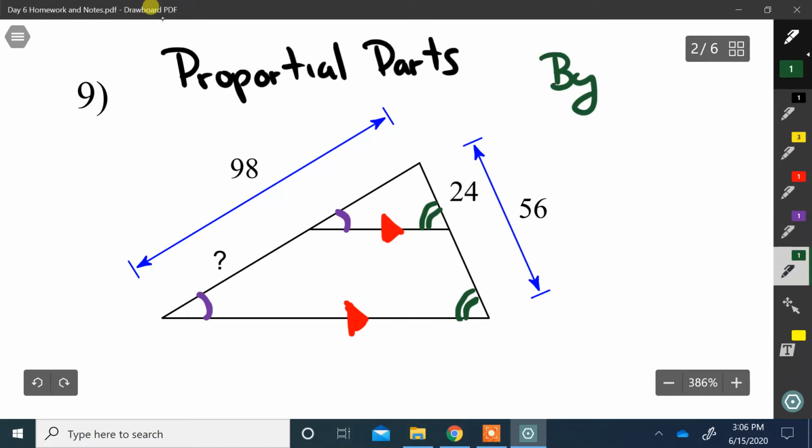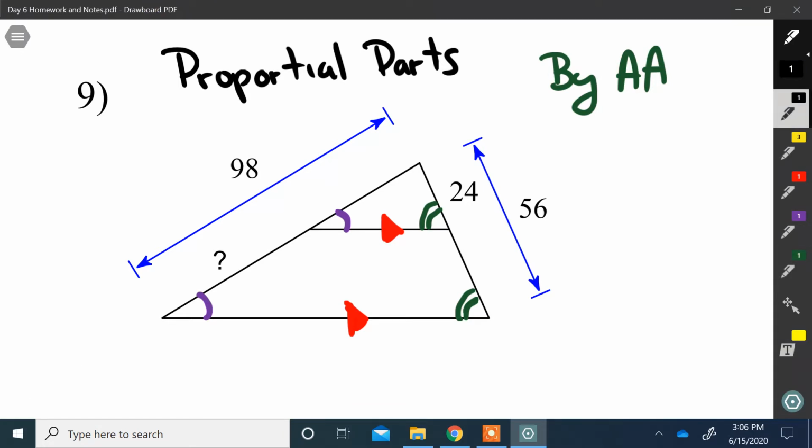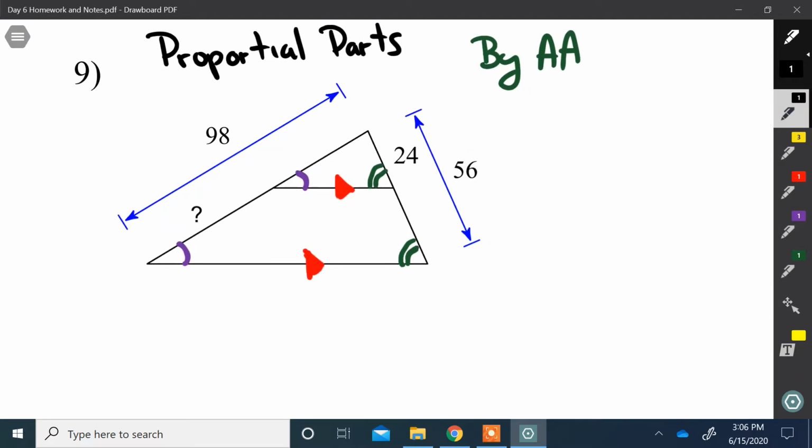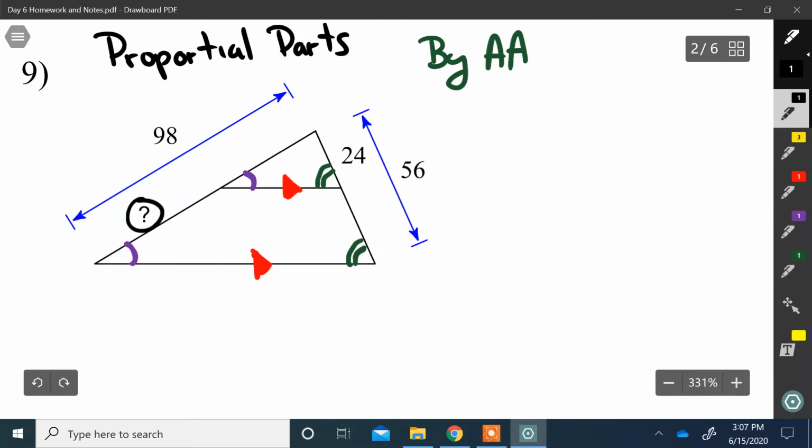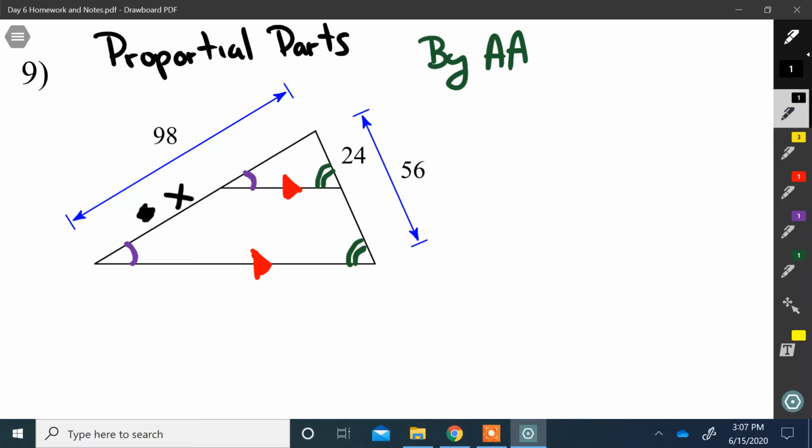So remember that term, angle by angle. Those two triangles are similar to each other, so that means they're proportional to each other. So we're going to use that idea to figure out what this is right here. It might be a little bit more challenging, but we will get it done. First of all, that question mark right there, I'm going to replace it with an X to make it a little bit easier.